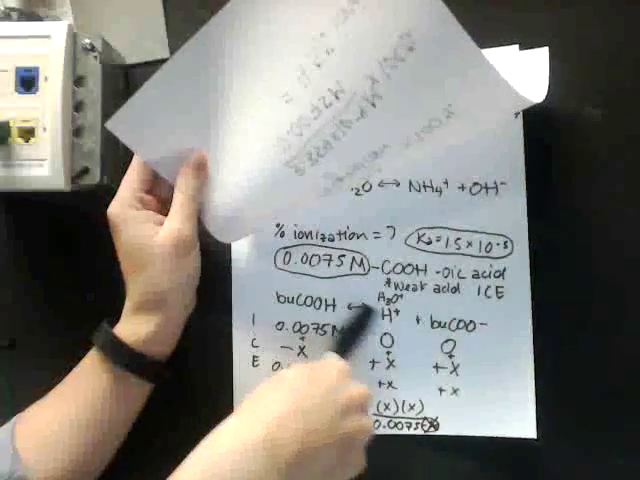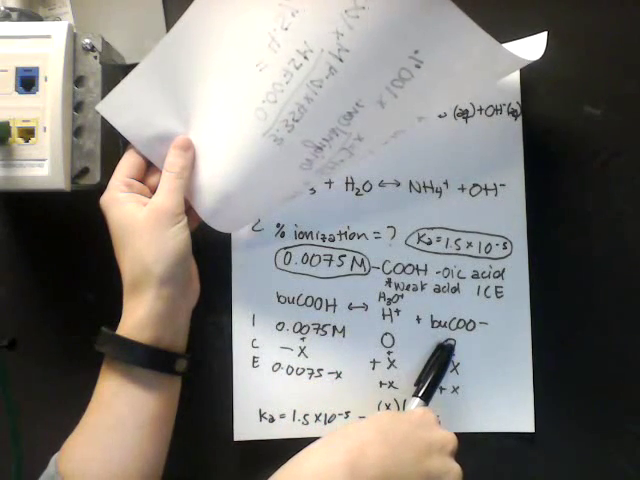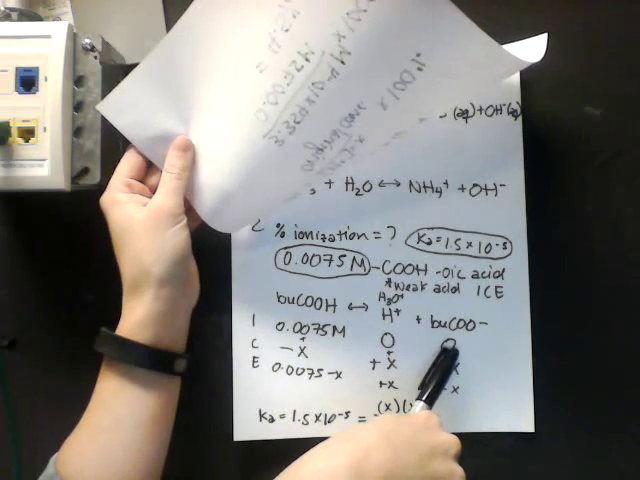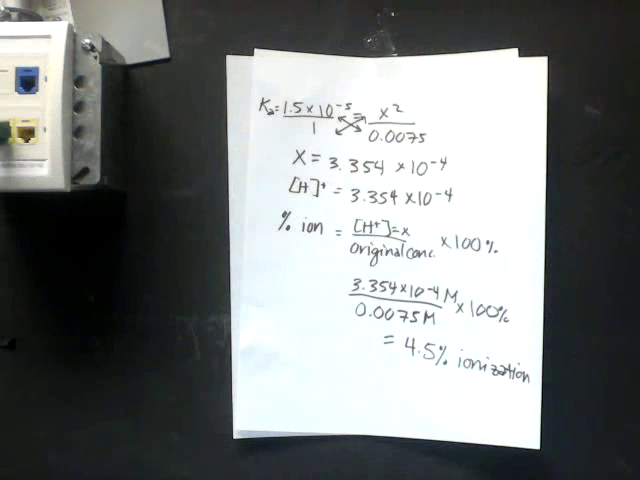4.5% of this original acid became ions. Okay? Only 4.5%. Very small amount. So that was part A. Part B is calculate the percent ionization, so we need to do that part as well.